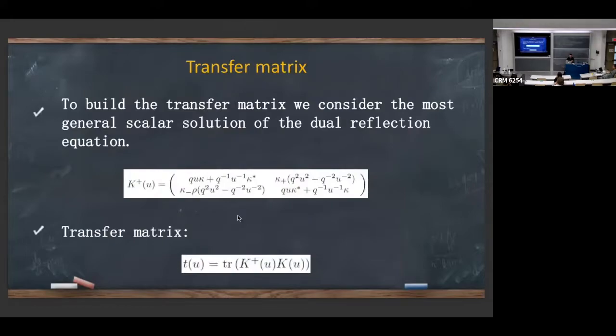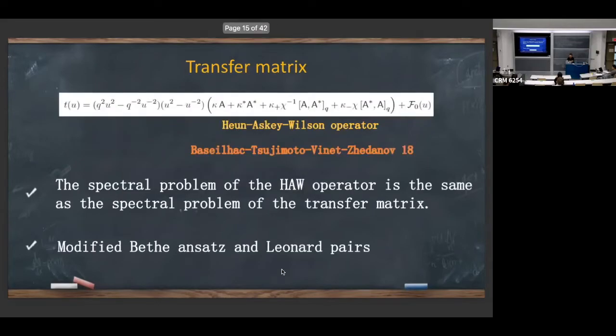All right, and to build the transfer matrix, we also need the so-called dual reflection matrix, which we call here K plus. Let me just mention that this K plus has 4 free parameters: K, K star, and kappa plus and kappa minus. Usually it's problematic to solve this problem for the cases where this is non-diagonal, right? And the transfer matrix is just the trace of K plus times K of U, right?